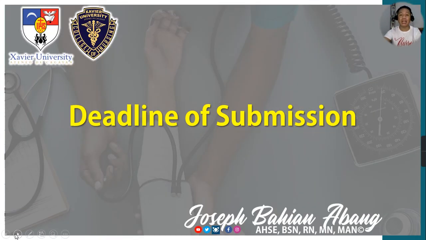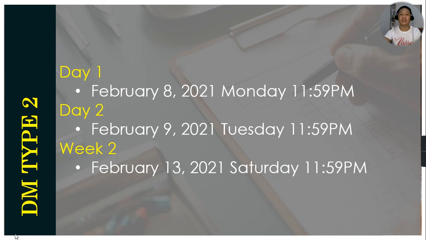Let's now have the deadline of submission. Day 1 is February 8, 2021. The deadline is until 11:59 p.m. For day 2, February 9, 2021, Tuesday, the deadline is until 11:59 p.m. And for week number 2, the deadline is February 13, 2021, and that's a Saturday, 11:59 p.m.